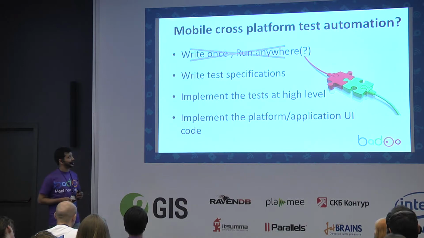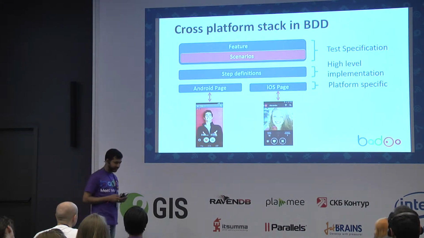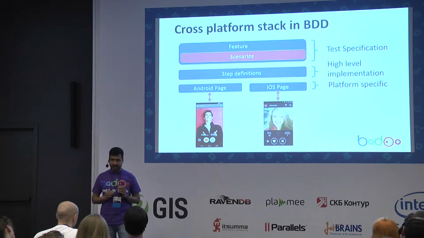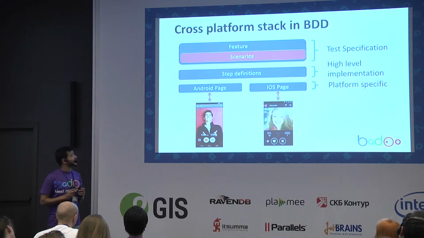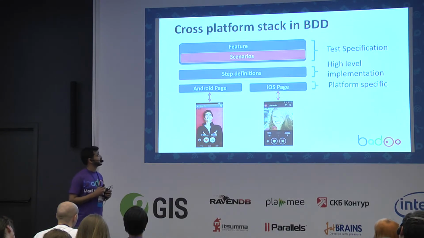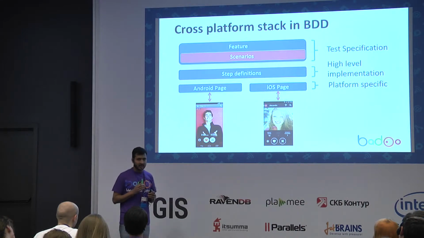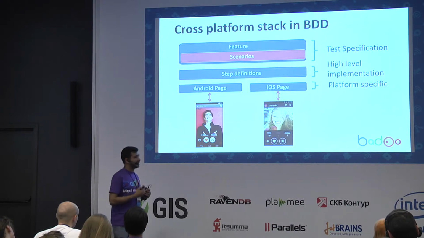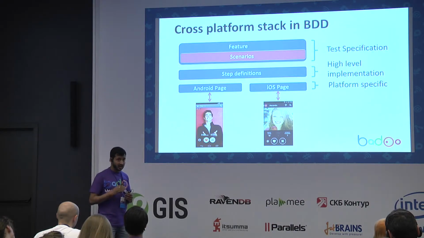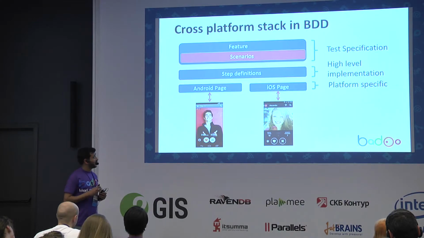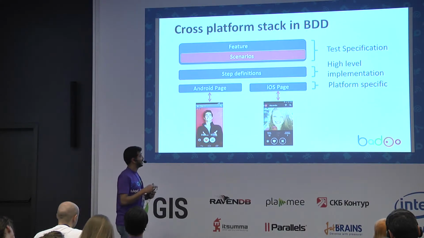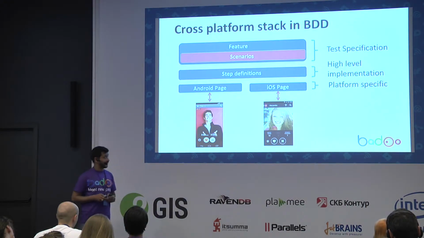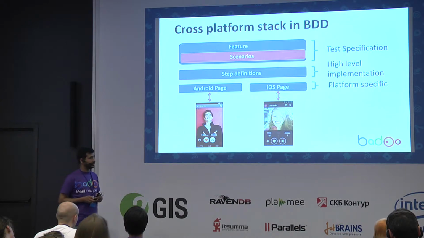What I'm referring to is the BDD model, behavior driven development. We're not actually following the development process, but we are implementing our test specifications as features, a set of scenarios which give business value to the application. Then we implement our high level implementation in the step definitions, which supports all the platforms, and then you use the page object model, which has the platform specific code. This way we have achieved cross-platform test automation.